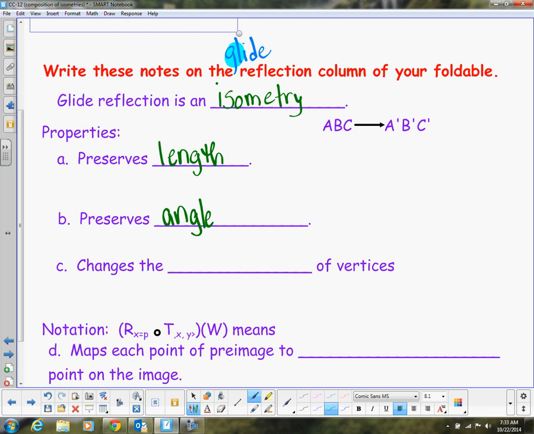All right, now, the fact that it has the word reflection in it. You see it has the word reflection? What does reflection do to orientation? It changes it, correct? So since a glide reflection is part reflection, it's going to change the orientation of the vertices.